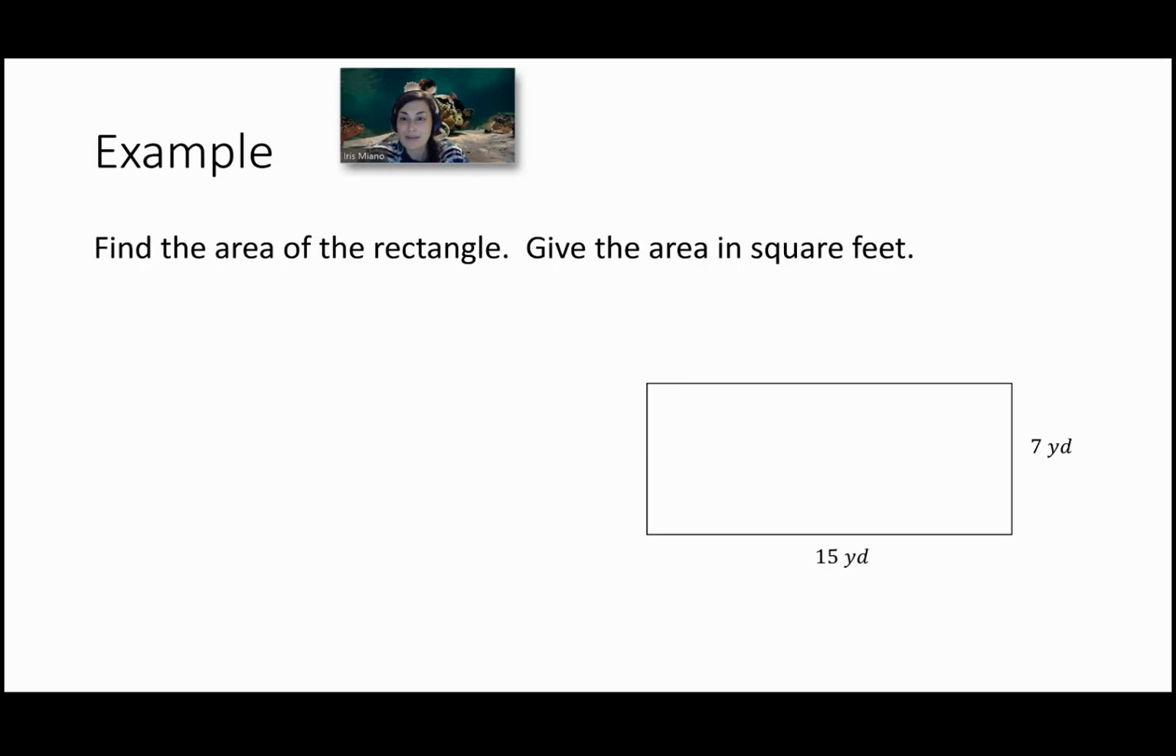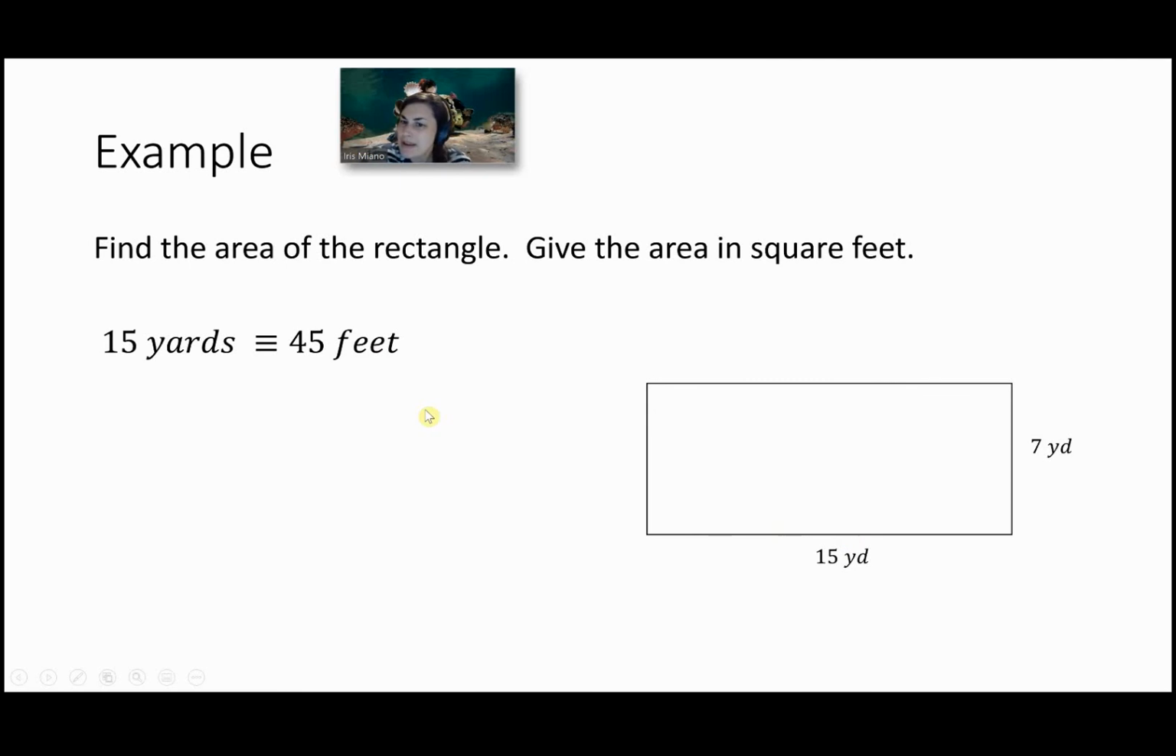Next example, let's find the area of this rectangle. We are going to give the area in square feet. So there's going to be some unit conversions that are ahead, because look at the units of these edge lengths right here. They are in yards. So we need to convert into feet and then perform the multiplication. So that's what we should do first, right? Let's go ahead and recognize that 15 yards, this length right here, is equivalent to 45 feet.